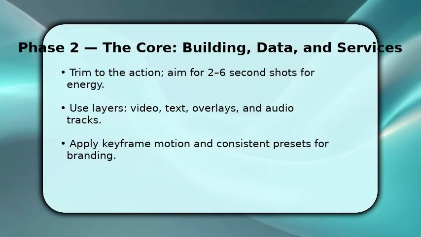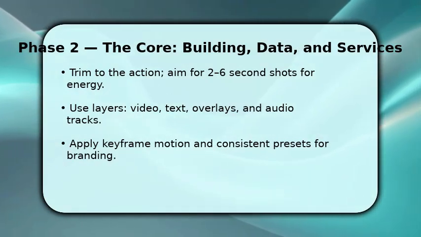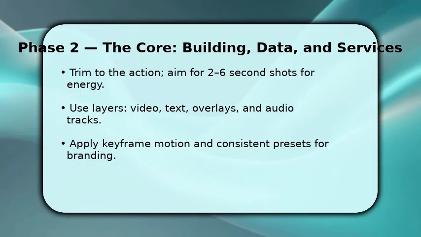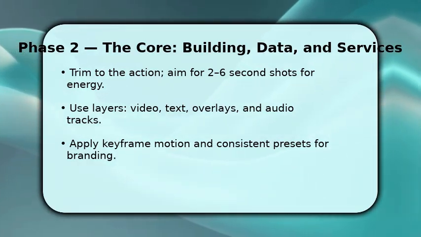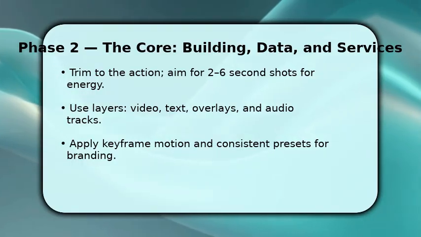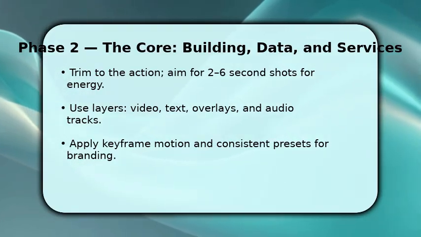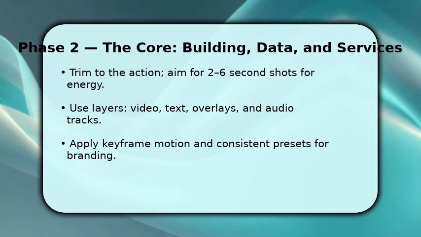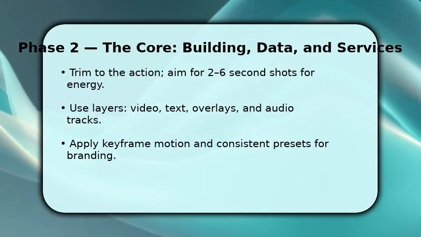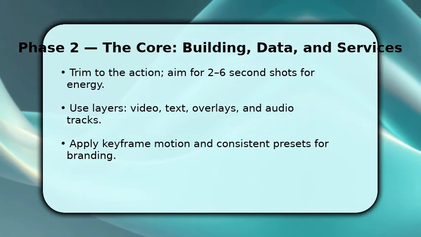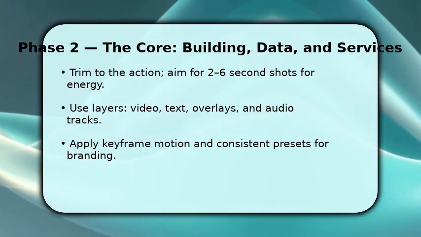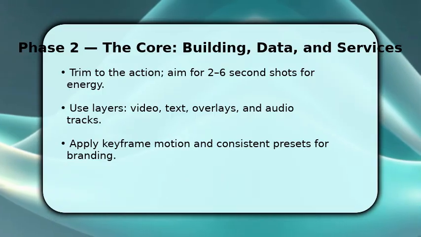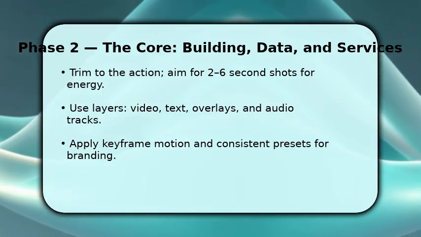Now you edit with intent. Trim to the moment and cut filler because short attention spans reward tight pacing. Use multiple tracks, place B-roll above A-roll, add text on its own layer, and keep music separate for quick level changes. Once clips are laid out, add transitions sparingly and use keyframes to create smooth motion. This gives professional polish.